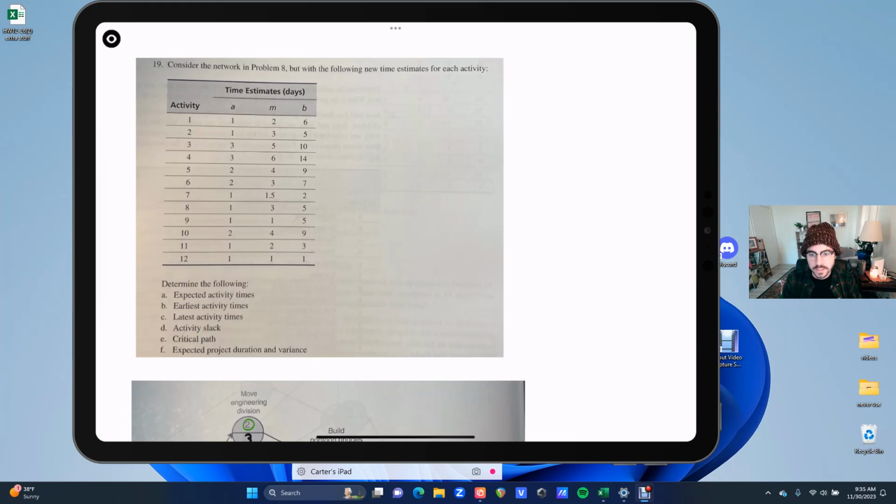So the longer time is like the worst case scenario. That's how long each activity is going to take in the worst case, the best case scenario, and then the more realistic, more likely one. So we're going to talk about each of these things.